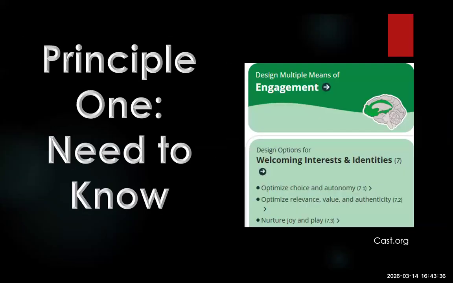Let's explore principle one, need to know, in a little bit more depth. According to Knowles, adults focus on the need to know, and it relates to welcoming interests and identities in the UDL framework, which is a strategy of the engagement component. This focus was expanded from the 2018 iteration of the UDL guidelines to include an emphasis on identities. Considering student identities is an important way to make teaching inclusive.